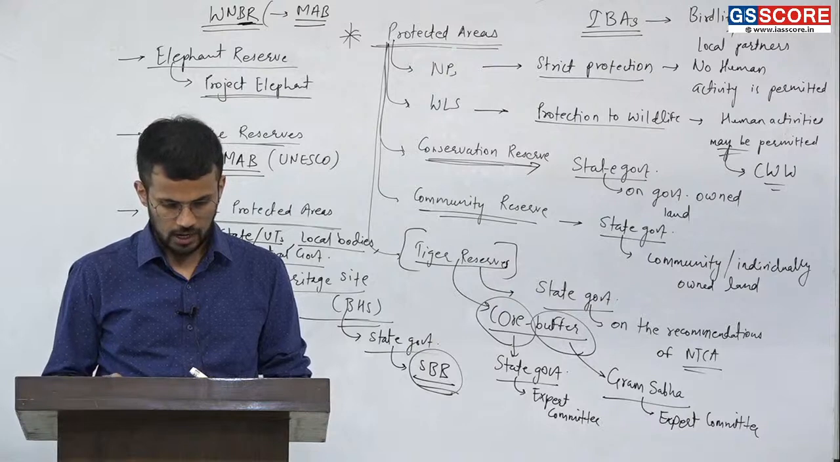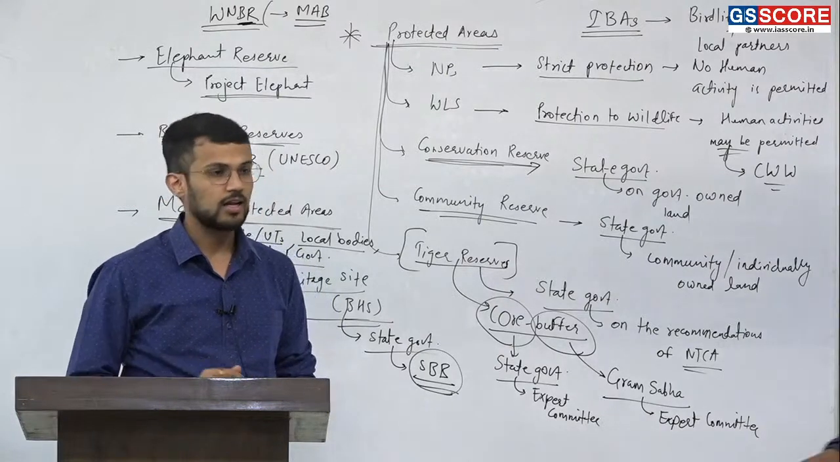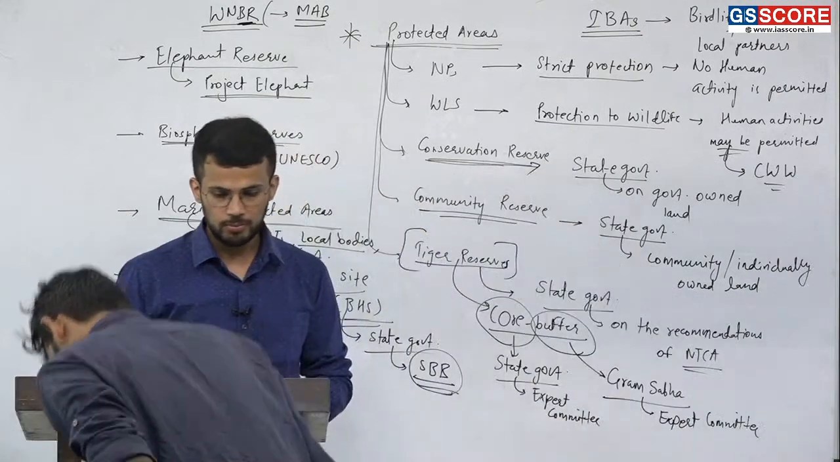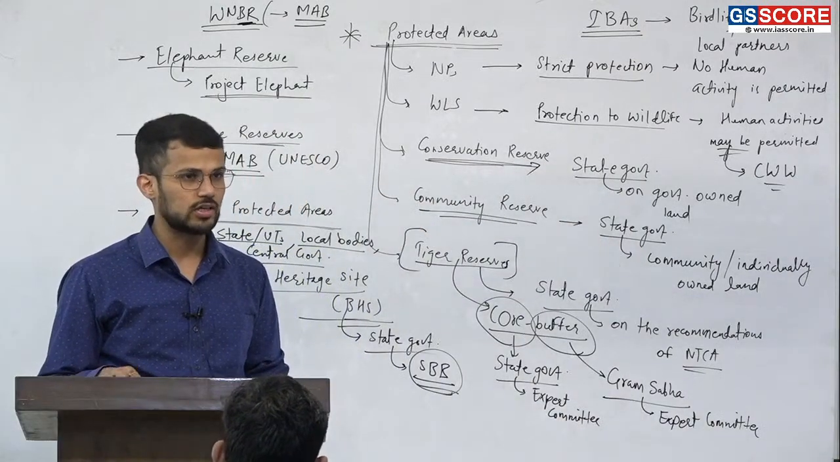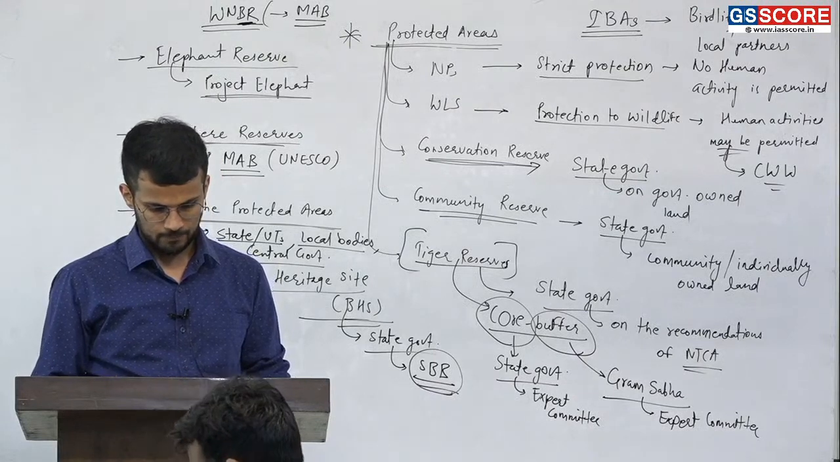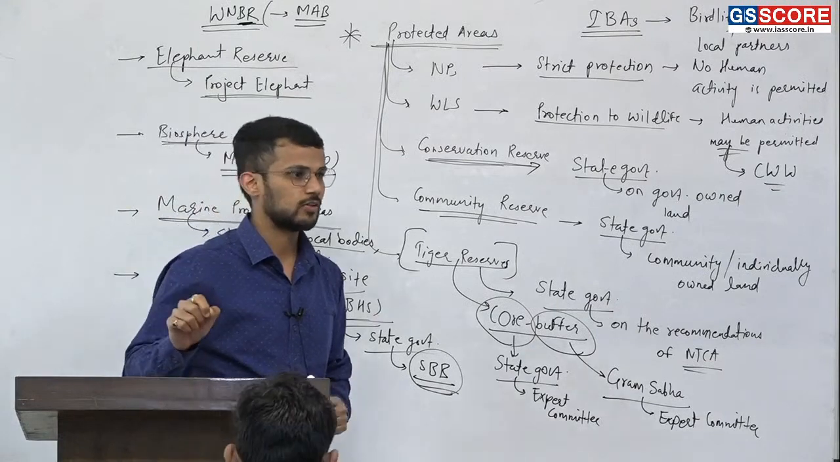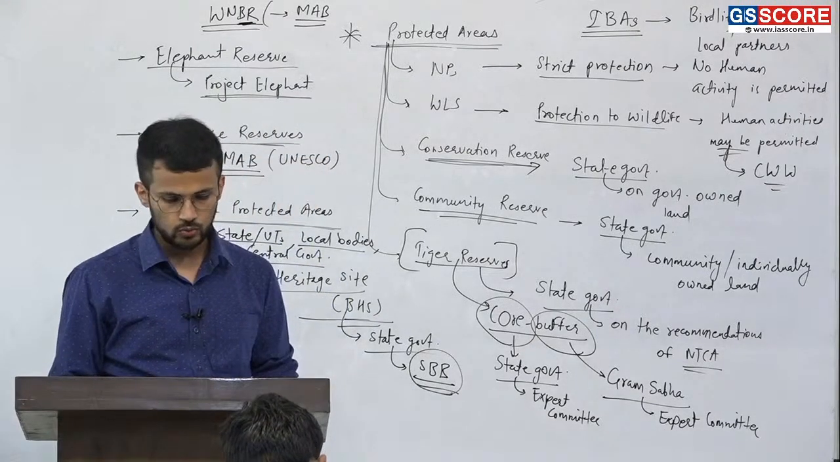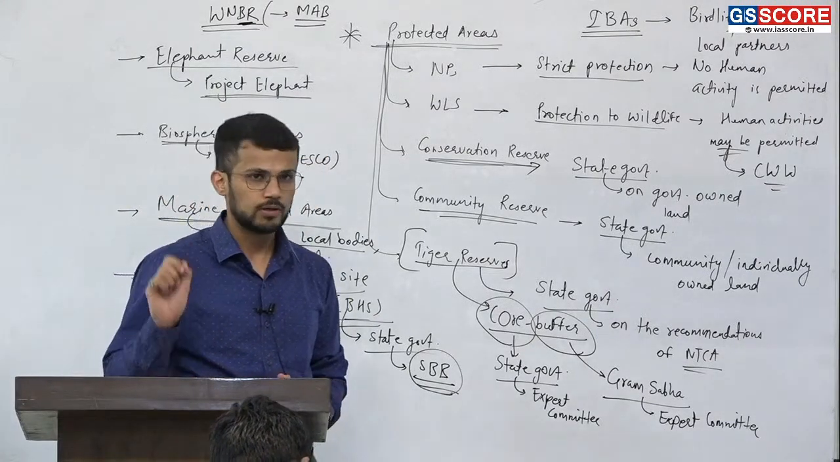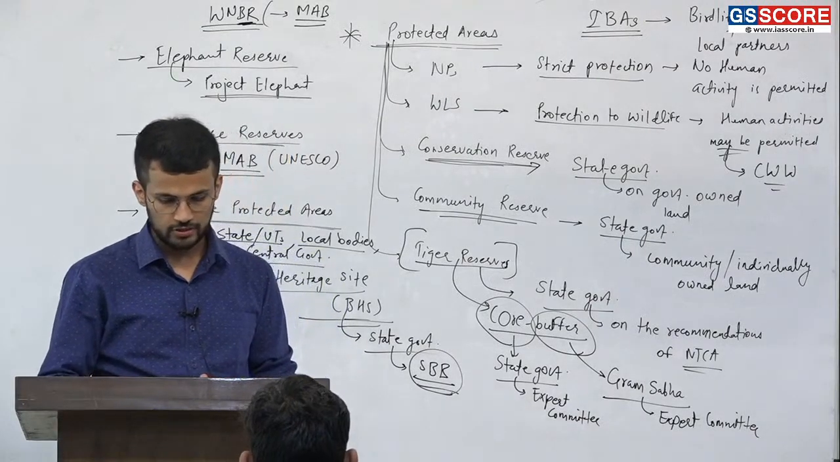Fine. And inside Chilka Lake, there is one bird sanctuary called Nalabana. Nalabana bird sanctuary is there inside Chilka Lake. Fine. So, as per this survey which was conducted in 2022, the number of birds in Chilka Lake reduced.